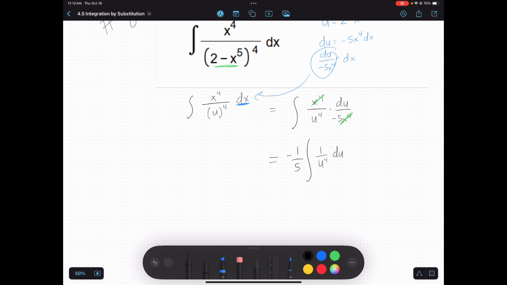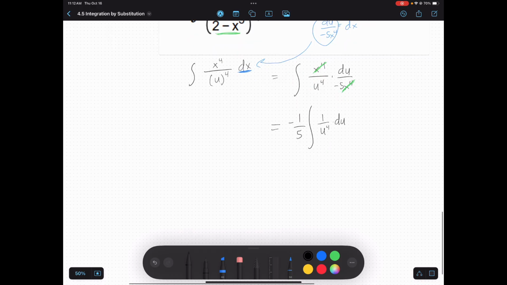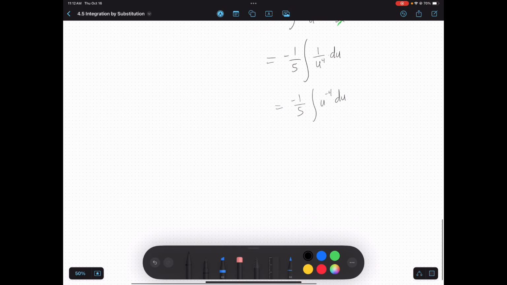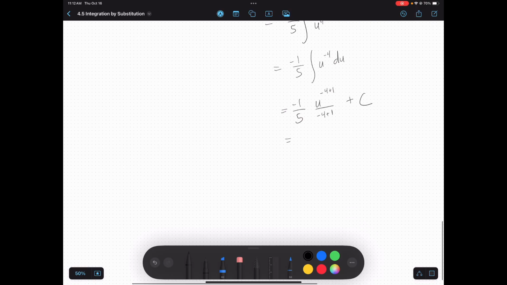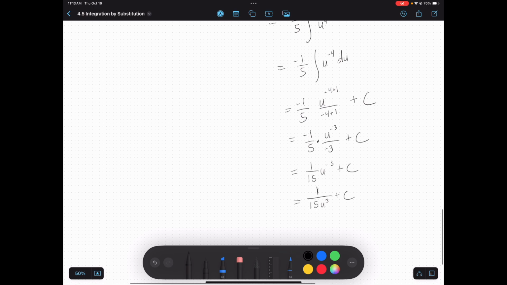Much simpler function. I have an antiderivative rule for this, as long as I recognize that I can switch this in terms of a power function. This is the same thing as u to the negative 4th. And now I can use my antiderivative rule to find the antiderivative. I get negative 1/5. I'm going to add 1 to the exponent, so negative 4 plus 1, and then I'll divide by that same number, negative 4 plus 1. Since this is an indefinite integral, I need a plus c at the end. And so I get negative 1/5 times u to the negative 3 over negative 3. And I'm left with 1 over 15u to the 3rd power plus c.